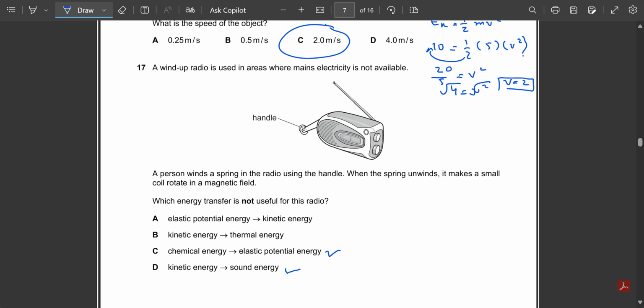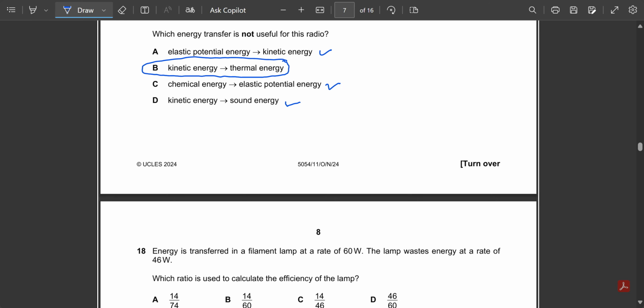So most probably this thing is not useful for this radio. This is not useful. Rest is all useful. Right? So B is your answer, because thermal energy is used as a wastage. It does not get any use.